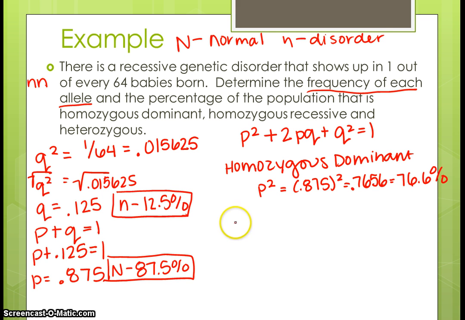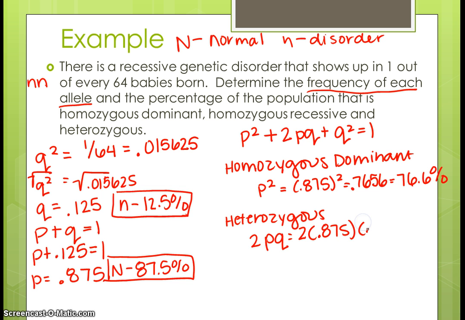To figure out who would be heterozygous, we're going to take the next term of this equation, and that would be the 2PQ. So that would equal 2 times 0.875 times 0.125, and that should equal 0.21875, or approximately 21.9%. So that tells us that 21.9% of our population is a carrier.